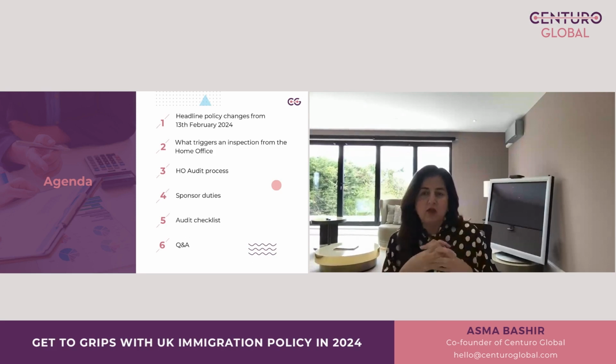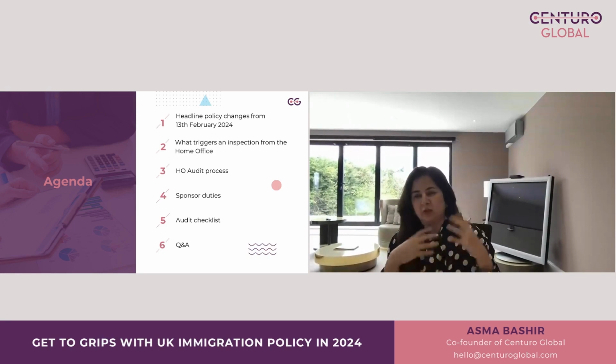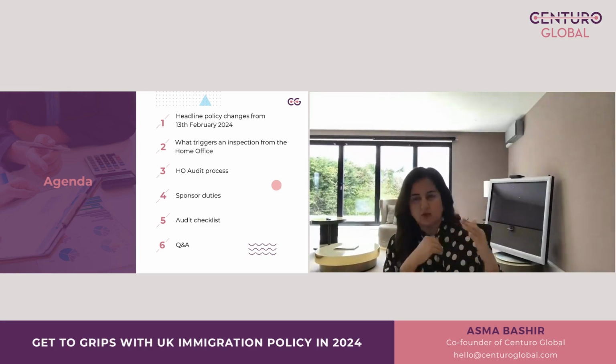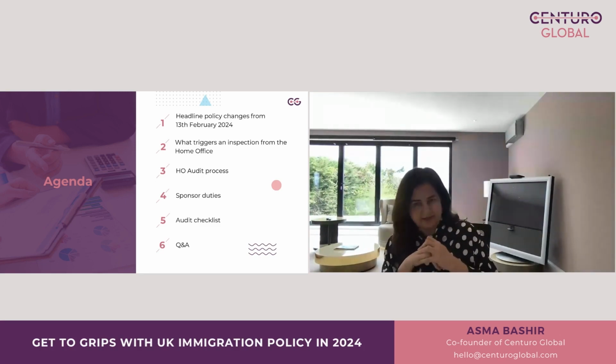We then cover what triggers an inspection from the Home Office. It doesn't necessarily always have to be anything in particular, but we'll cover some of the areas where we think that might cause the Home Office to come and visit you. We'll then go through the audit process, just highlights of what is involved and how it's undertaken. We'll look at some sponsor duties you as employers would need to undertake, and then we'll look at an audit checklist at the end of it.